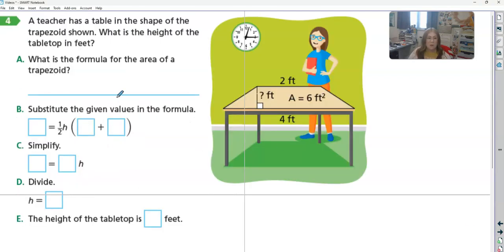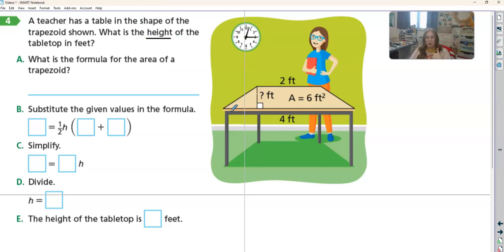For task 12.3, number 4, this says that a teacher has a table in the shape of a trapezoid. So this side is smaller than this side, but these two sides are going to eventually intersect. You can see the top and the bottom are parallel, but the sides are going in toward each other. So we want to find the height.